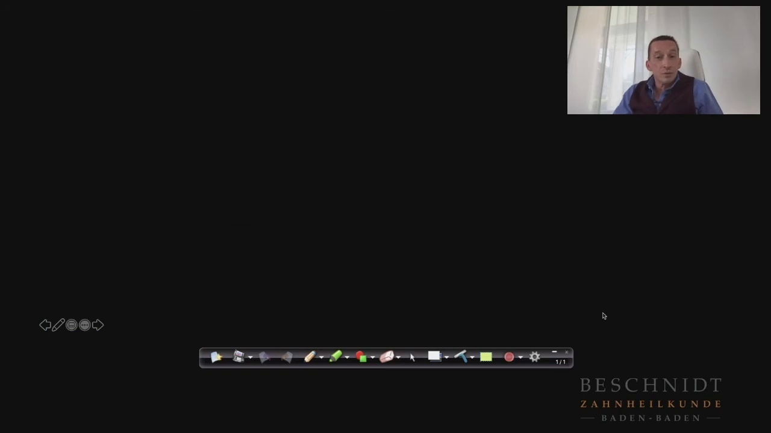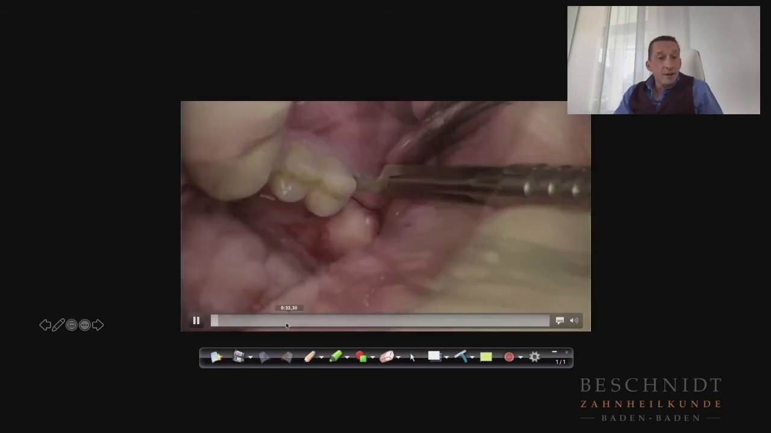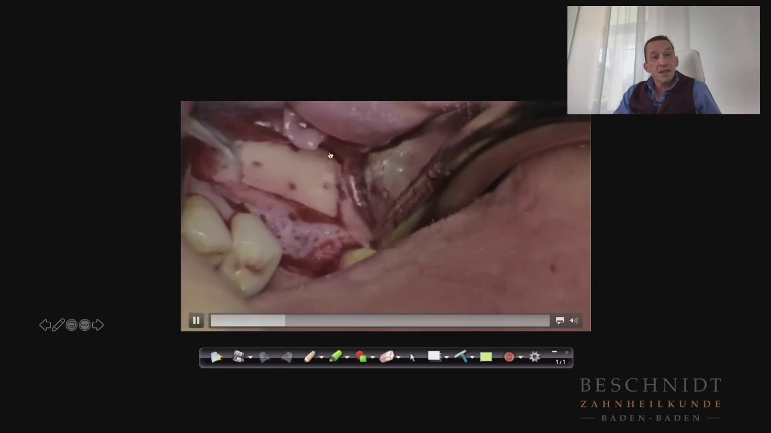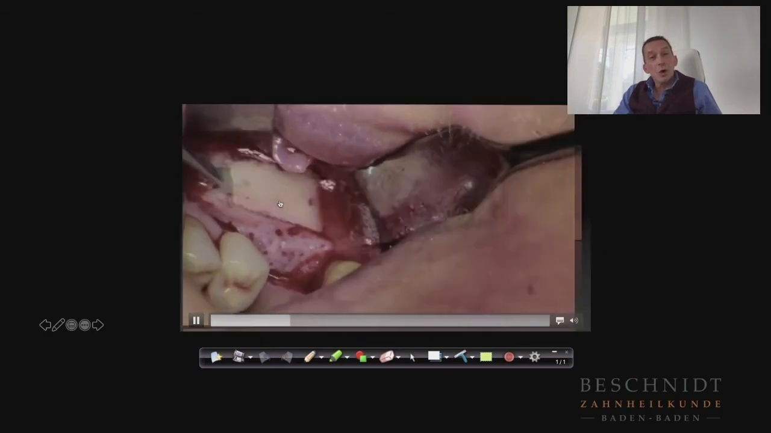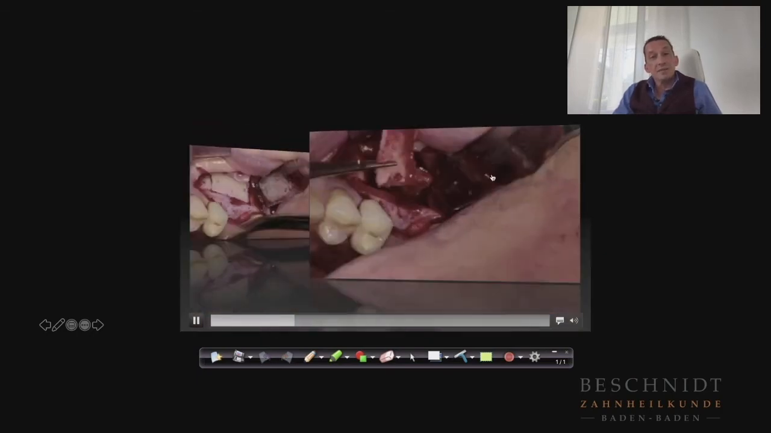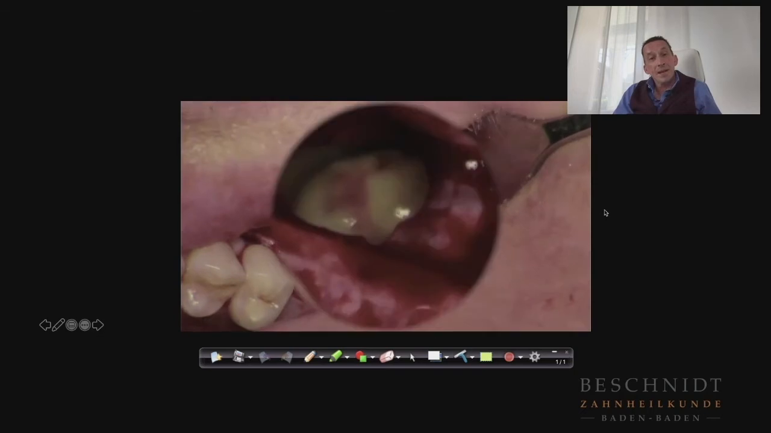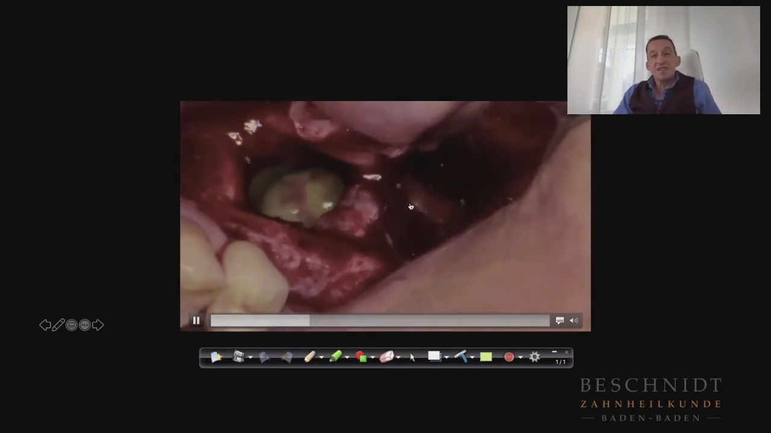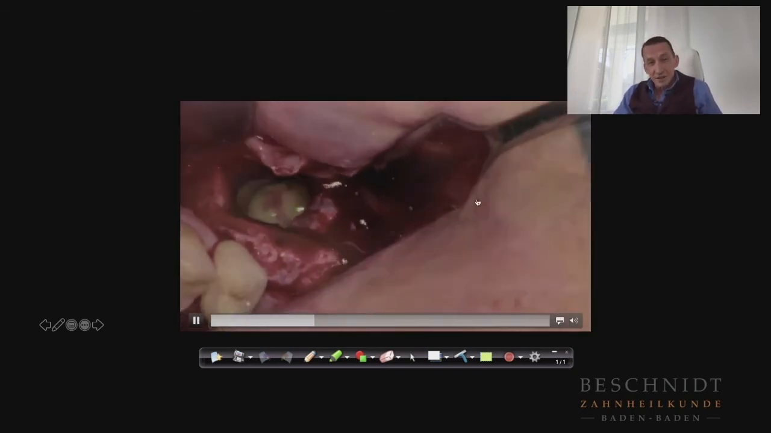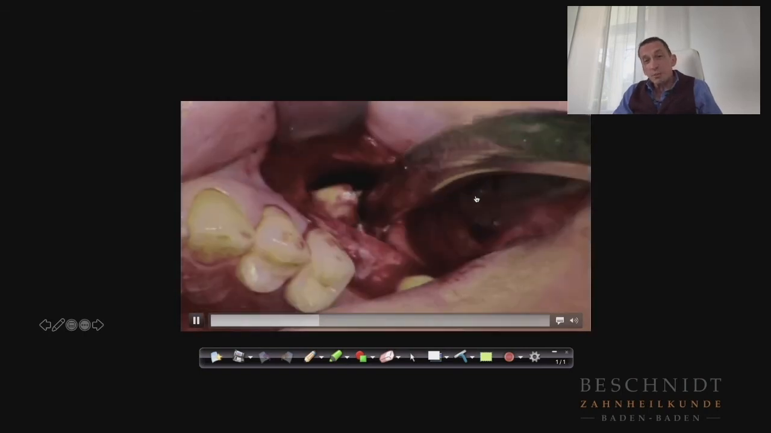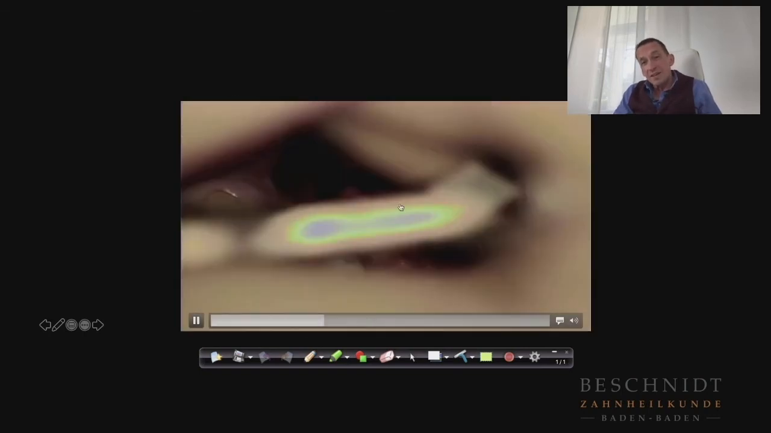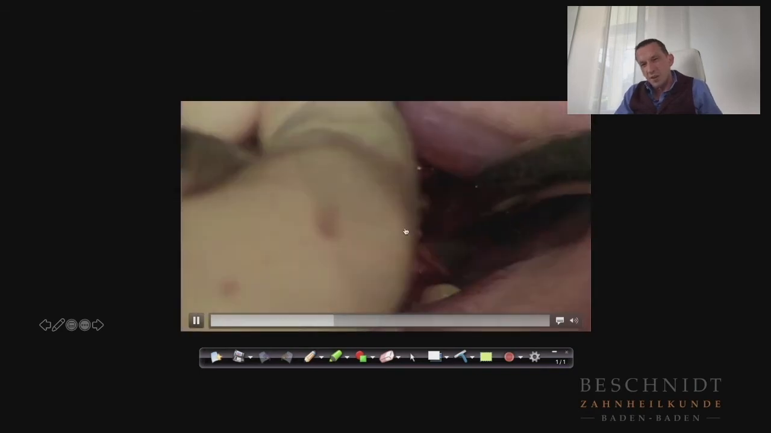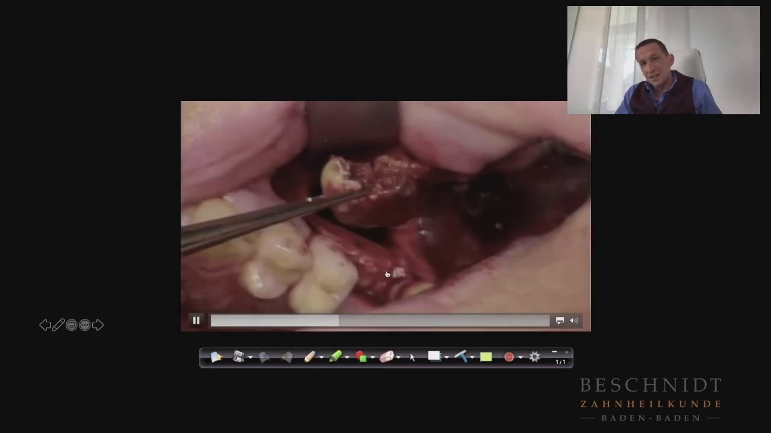So what did we do? We opened this area, we just cut the facial wall of the sinus, and here you see this is the aspergillosis, which is very smelly, very infected. It is not painful at all, but it's very difficult to take it out in total. You have to cut it. It's very soft. Here you see it.